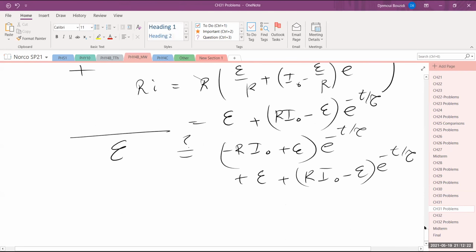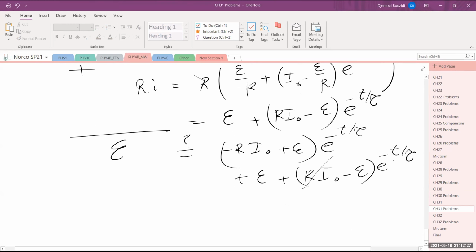Obviously, term by term, they cancel. This is positive R I naught exponential of negative t over tau. This is a negative R I naught of the same exponential. This is epsilon times the exponential. This is negative epsilon times the exponential. They cancel, and the only thing that is left at the end is epsilon. Indeed, epsilon is equal to epsilon, and this checks the equation. So that, in a nutshell, is the answer to the question.